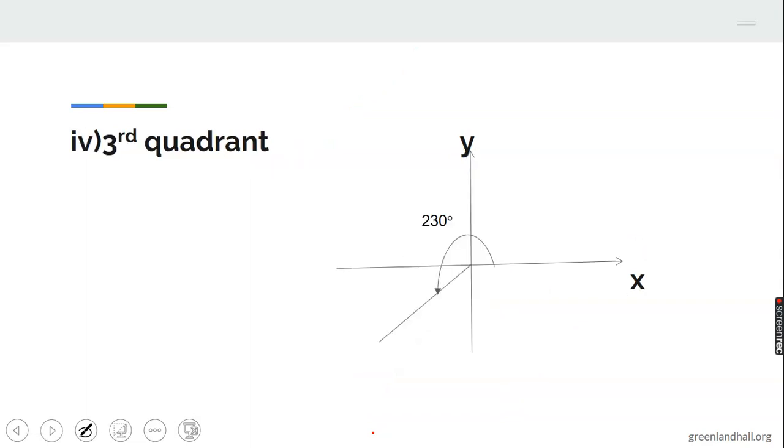Then 230. 230 is more than 180. So it's in the third quadrant. So this is in the third quadrant. P is here.